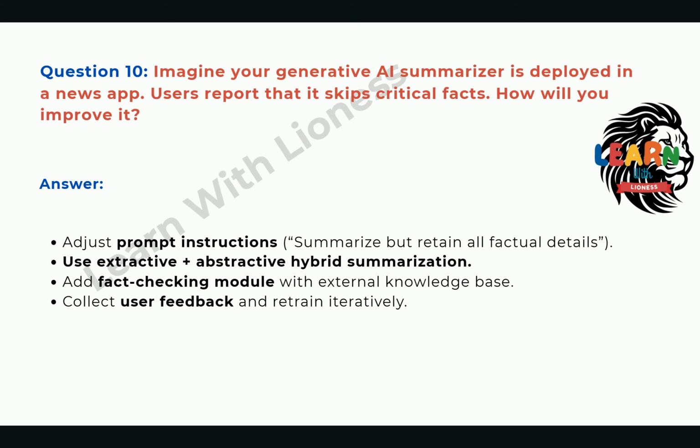Question 10. Imagine your generative AI summarizer is deployed in a news app. Users report that it skips critical facts. How will you improve it?